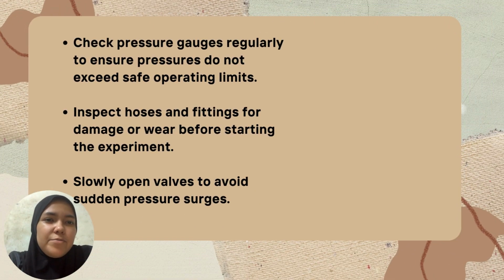So for the safety procedure, check the pressure gauge regularly to ensure pressures do not exceed safe operating limits. Secondly, inspect hoses and fittings for damage or wear before starting the experiment so that it doesn't cause any leaks. Slowly open valves to avoid sudden pressure surges because it will cause an explosion. That's all.